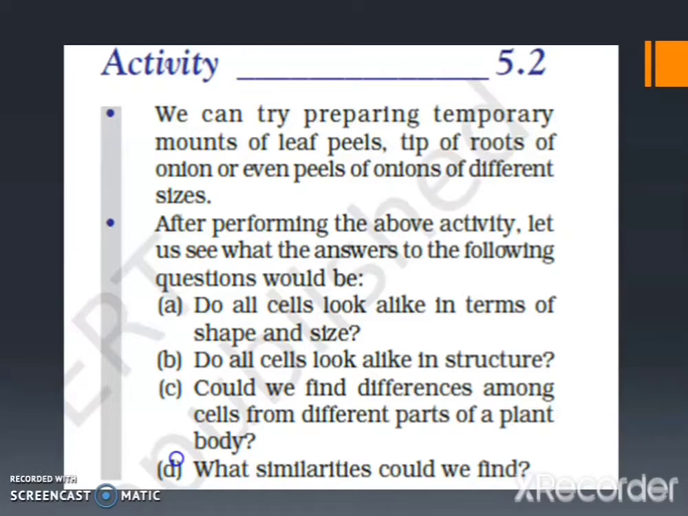Other than that, if we view it under the electron microscope, we will be able to find different organelles also. So this is about activity 5.2, children. They're just asking questions about how these cells will look in different terms. Now let us move on to the next part.